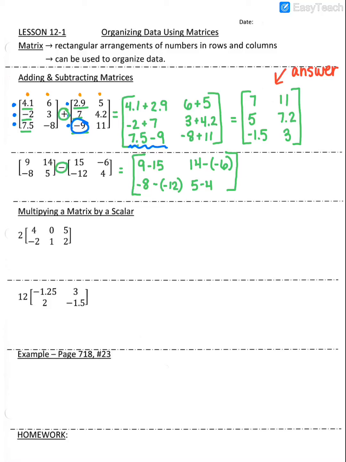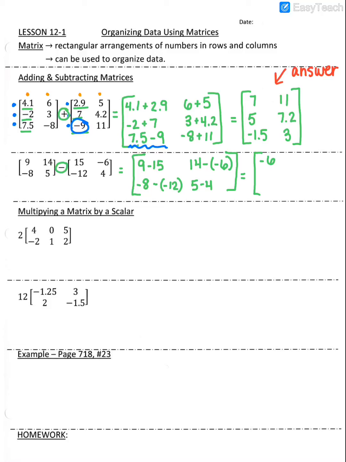Now from here you could do another bracket and you could simplify those negative negatives, but we know that those negative negatives turn into a positive. So I'm just going to start by simplifying everything. So 9 minus 15, that is going to give me a negative 6.